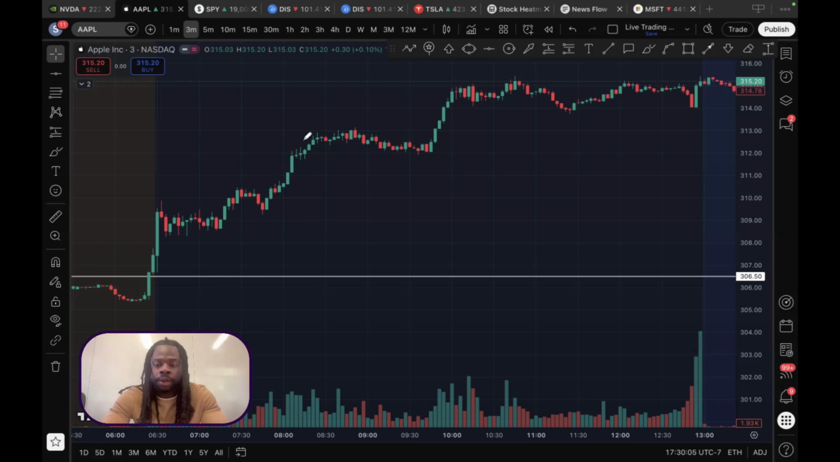This pointed really hard to the upside. Price got all the way above 308, and this went all the way up to like 315. Nice push to the upside. Beautiful play right here. I'm not going to stay long on this, I'm going to go to the next one.